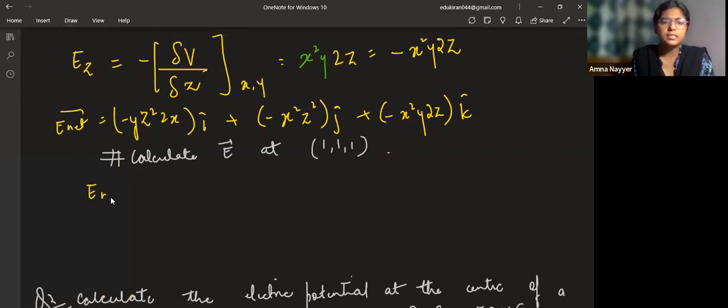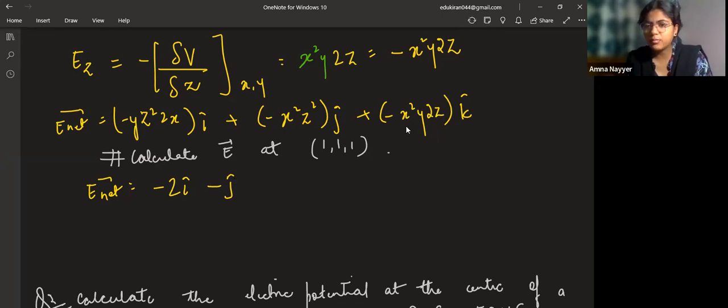What will be the E net's value? See, 1 multiplied by 1 multiplied by 2 multiplied by 1. So all the terms are 1. That is just minus 2 i cap, right? Here also 1 into 1, that becomes minus j cap. Here also minus 1 square into 1 into 2 into z, that is minus 2 k cap. This at least looks like how to solve this. Minus 2 i cap minus j cap minus 2 k cap. This is not difficult for you.